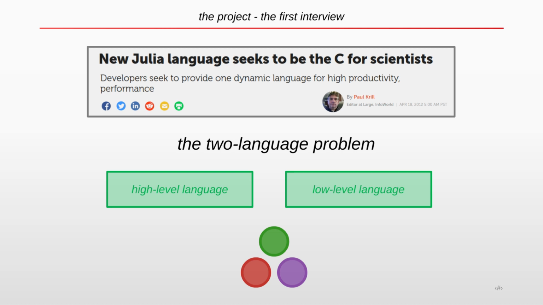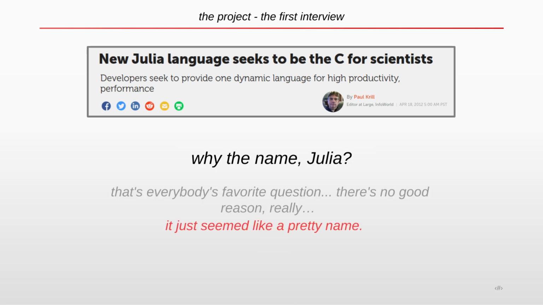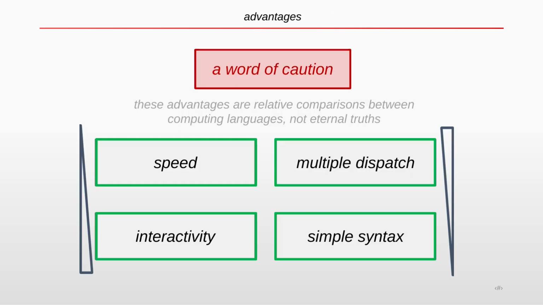Another very important fact about Julia is the name. Many people ask the four that created Julia why the name, and the answer they have is, it just seemed like a pretty name. There is no special reason.